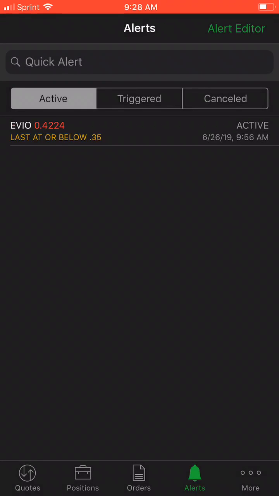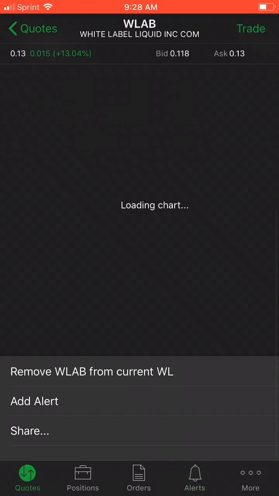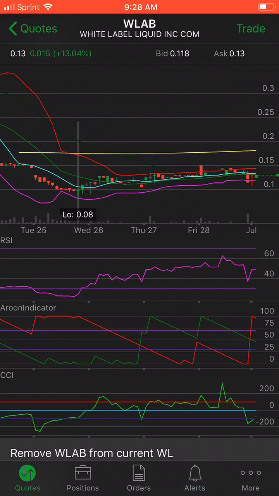We can see that I have an alert for one of my other securities, EVIO, where I want to know when the last is at or below 35 cents, because if it goes any lower than that, I might have to make a decision about holding that security. All right, so that's how you set an alert on Thinkorswim. We went over some of the parameters that you can set to trigger your alert depending on what security you're using, and then we actually went through and made one.